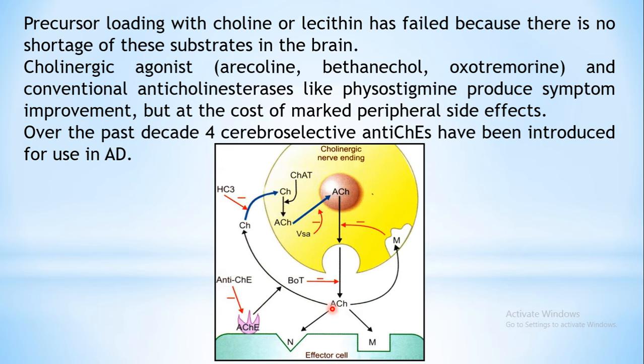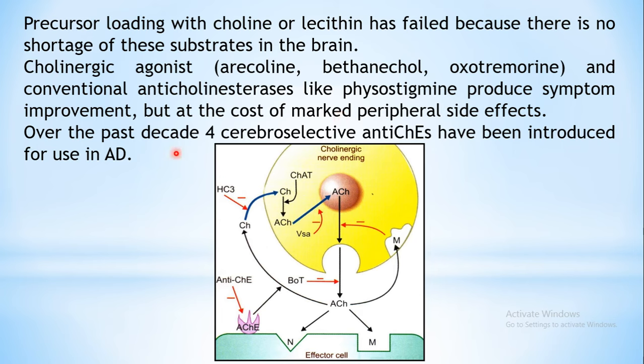That's responsible for the loss of many of the mental functions. Nothing is happening to your peripheral cholinergic system over here. So those anticholinesterases which have more peripheral actions were not found to be very promising in the treatment of Alzheimer's disease. Rather, they were producing more marked peripheral side effects. Cholinergic side effects were precipitated because of these anticholinesterases, which are not cerebroselective.